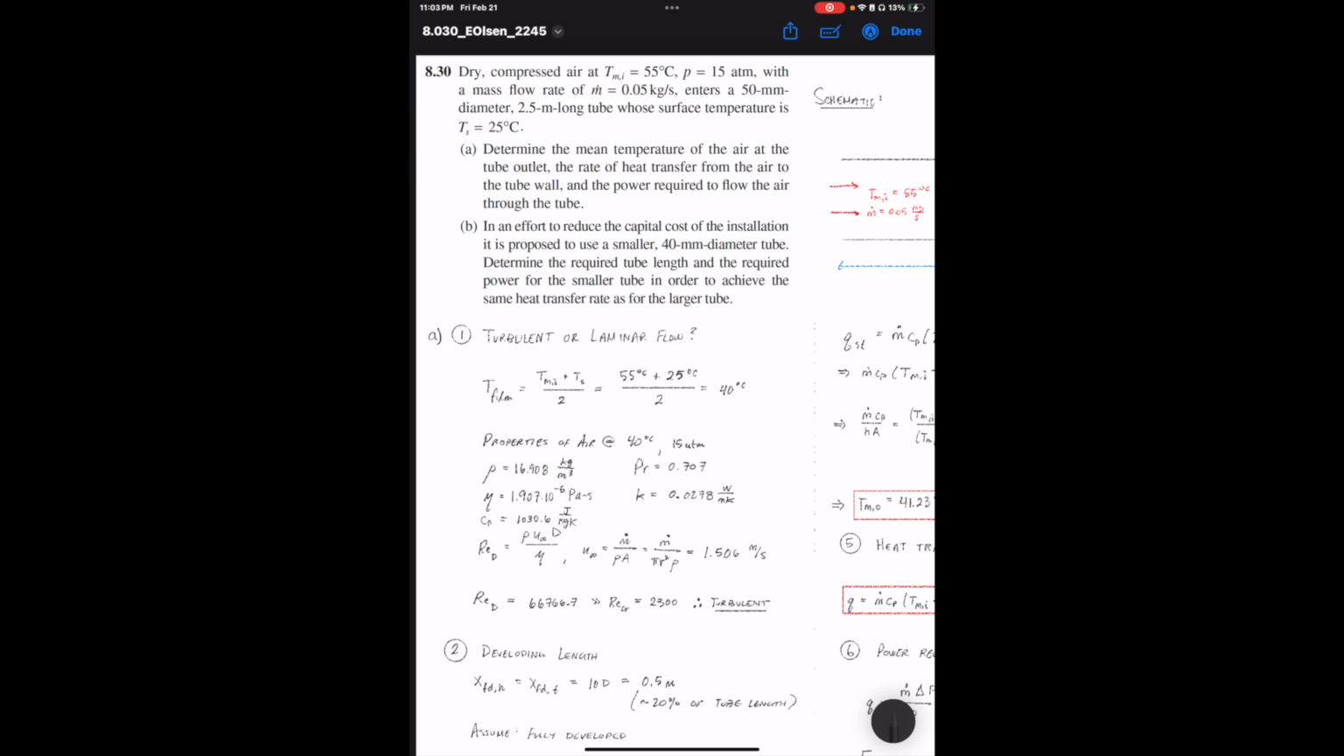My name's Evan Olson, and I'll be solving problem 8.30 of the Fundamentals of Heat and Mass Transfer, 8th edition.